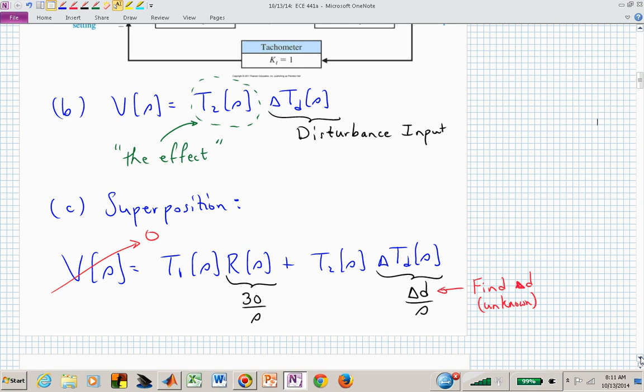You need to find that unknown when your vehicle stalls, which says your velocity is zero or your output is zero. Your output is dependent on your reference input and on the disturbance. You've calculated T sub 1 in part A. You've calculated T sub 2 in part B. You're given all the parameters except delta sub D. And delta sub D is just some constant value. What is the slope or the incline that will cause your vehicle to stall, or for your vehicle to go to zero in speed?